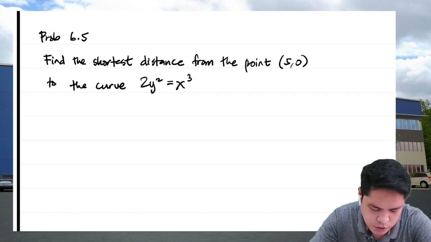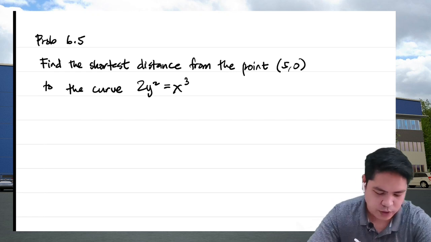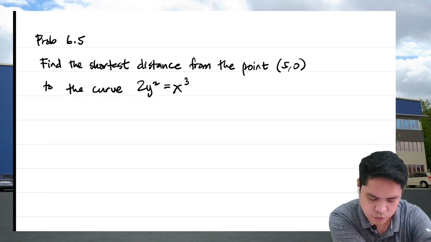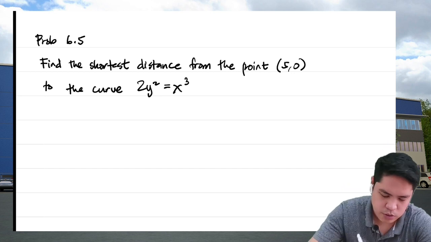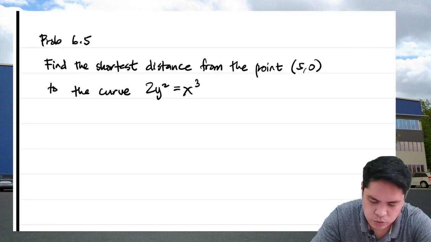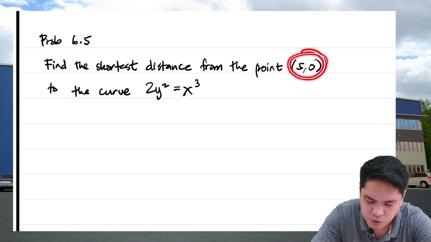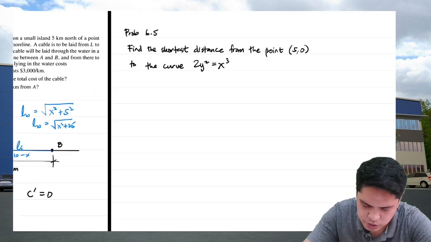Okay, let's try this one. Fifth problem for this topic. Find the shortest distance from the point (5, 0) to the curve 2y squared equals x cubed. Okay. So, unang gagawin natin dito is to graph this, to locate this point in the graph and also to graph this function. Okay, let's do that.